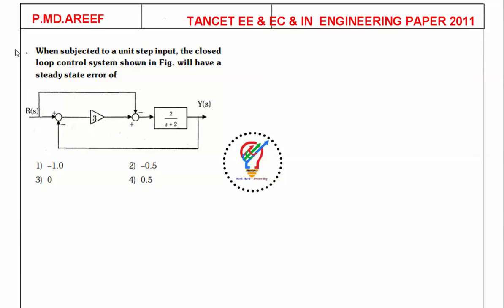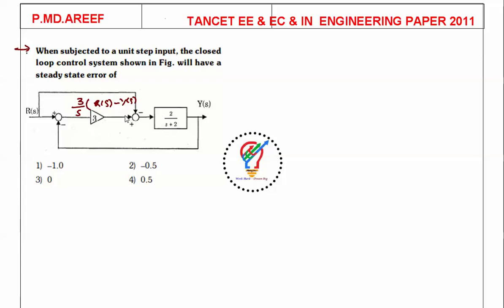So the next question is also from control systems. When subjected to a unit step input, the closed loop control system shown in the figure will have a steady state error of... so we need to find the steady state error. It is simple. Here we have a component called an integrator, which gives the integration of the signal, with integration constant 3 divided by s. The inputs coming here are R(s) and Y(s), so it is a difference: R(s) minus Y(s).